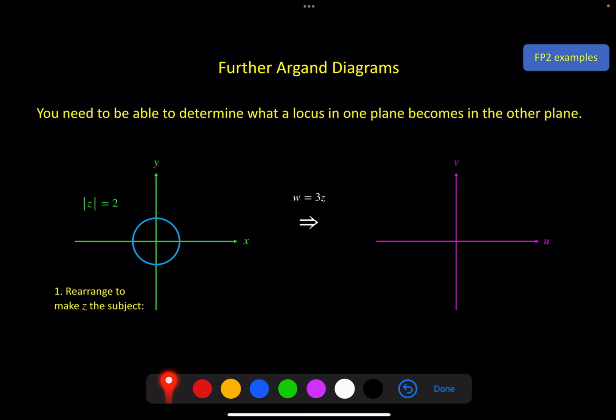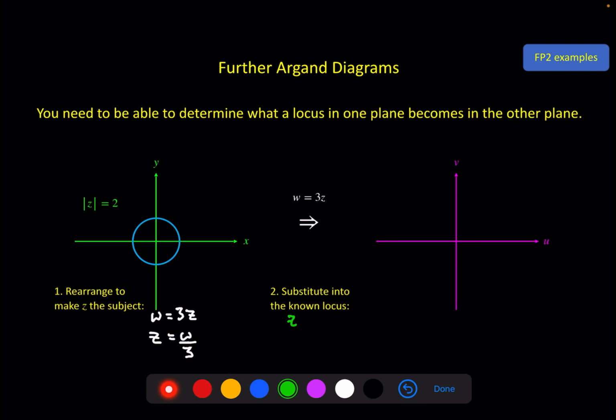You rearrange your transformation to make z the subject. So we've got w equals 3z. We need to know what z is in terms of w: z is w over 3. The reason we do that is so that we can substitute this into the locus we know in the z plane. The modulus of z is equal to 2 will become the modulus of w over 3 is equal to 2.